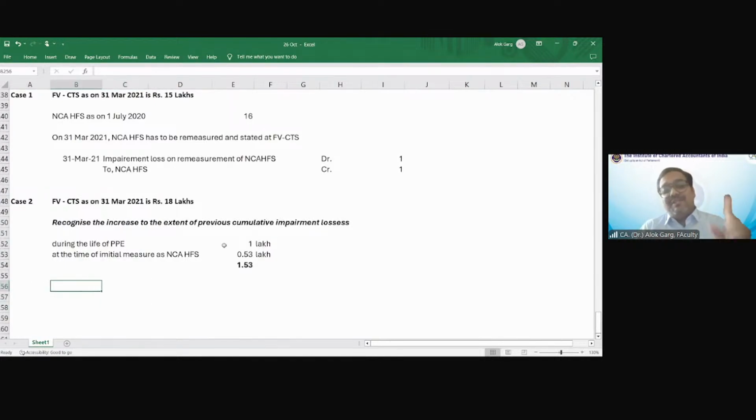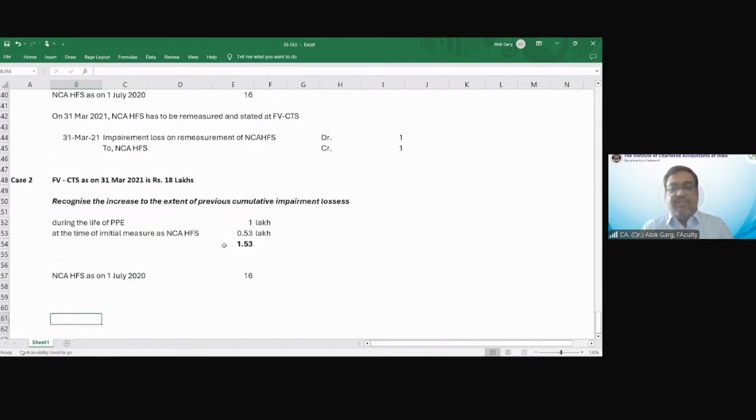So what was my NCHFS value on 1st July 20? It was 16 lakh. What is my fair value less cost to sell as on 31st March 21? How much is that? 18 lakh. So what is the increase? 2 lakh. Shall I recognize the entire increase? Answer is no. Standard says that you have to recognize the increase only to the extent of previous cumulative impairment losses. So what is the accounting entry?